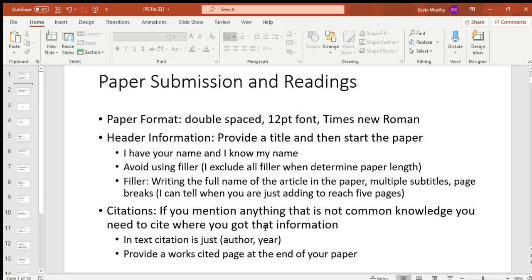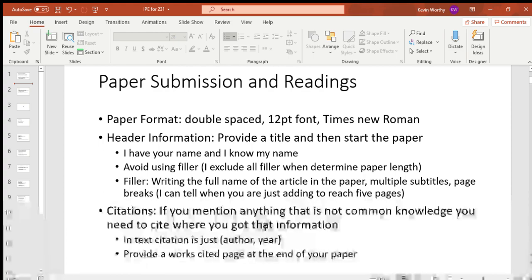For the header information, there's a little confusion. I want you to provide the title, and then I want you to just go into the paper. I don't want you to provide your name or the course number or the date. None of that is really relevant, and I know my name, you know your name. I don't need to have that information, so it becomes filler.